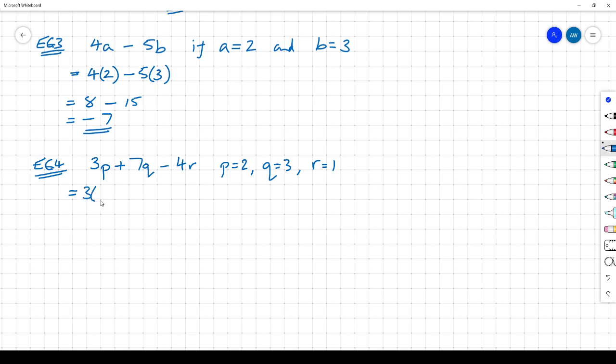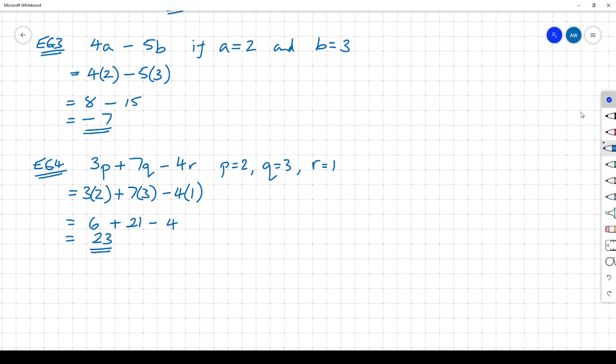Then we're going to substitute them. So 3 brackets instead of p, 2 inside the brackets, plus 7 brackets instead of q, 3, minus 4 brackets instead of r, 1. Now we work out each one of these first. We do the multiplying first because of BIDMAS. 3 times 2 is 6, plus 7 times 3 is 21. Now we've got a minus times a plus again, which is minus 4 times 1, which is 4. 6 plus 21 is 27, take away 4 is 23. And here's our final value. So notice every single time we end up with a value, and that's why you're asked to evaluate.